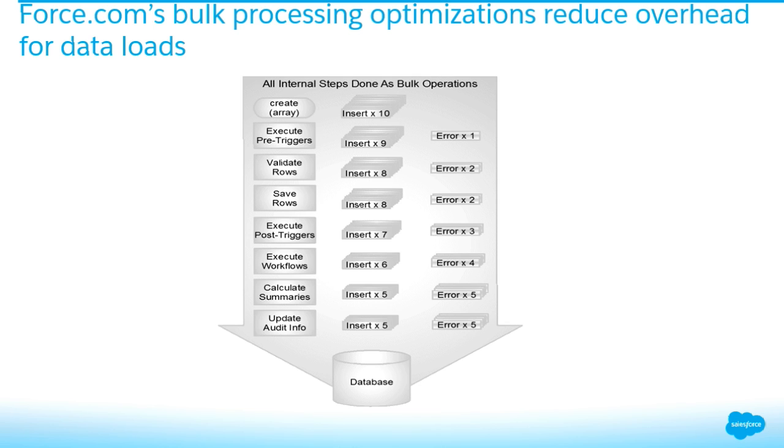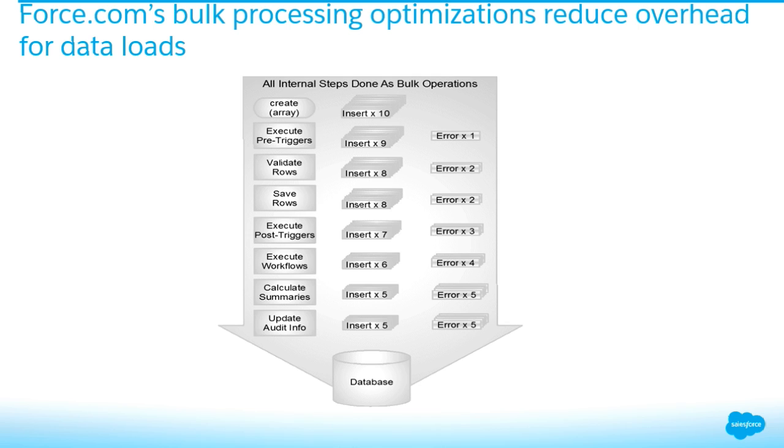So here's an example. We want to create 10 records. We want to create some data in Salesforce coming in, and it's a big lump of data. So we go to create it. We run the before triggers, the pre-triggers, and a couple of errors happen. We then validate the rows. More errors happen. We then actually save the rows to the database, and then we run the after triggers. And then we actually execute the workflows, calculate the summaries, and then update the order info. And all of that happens on all those records.